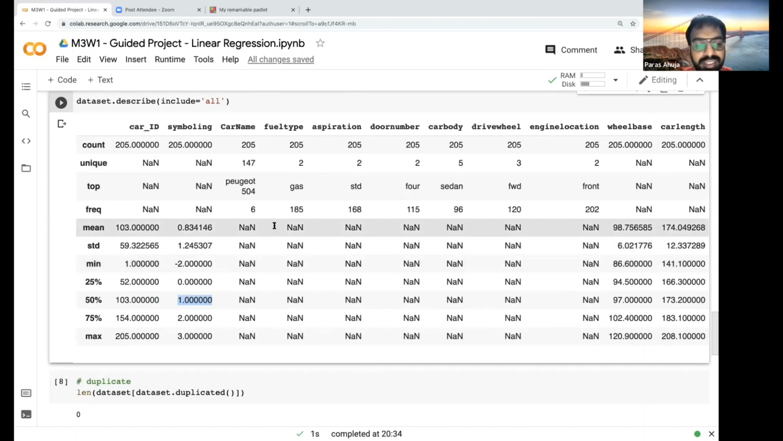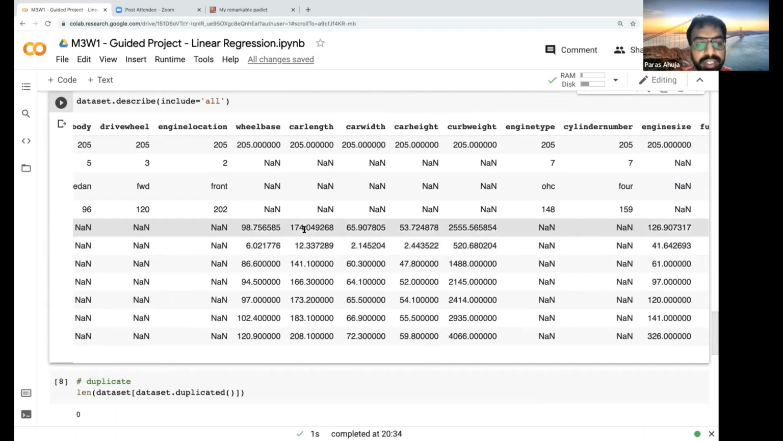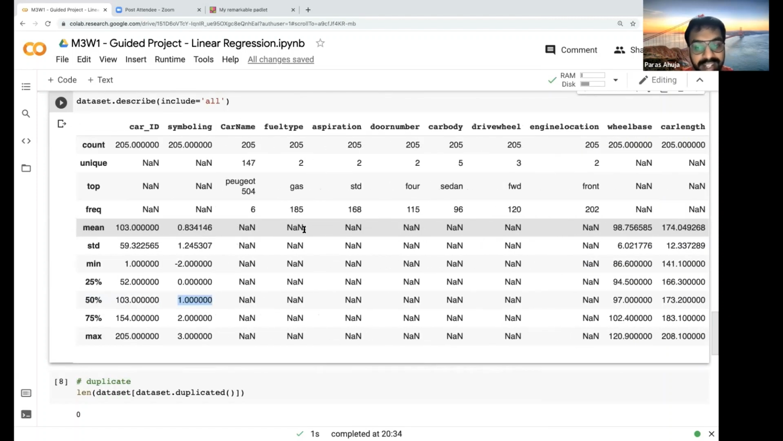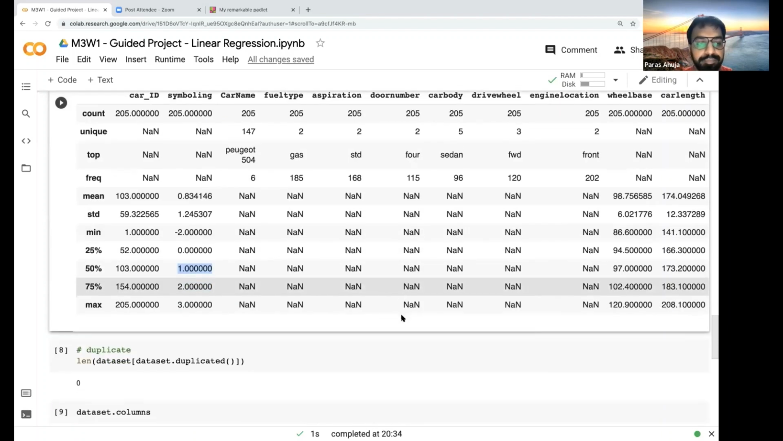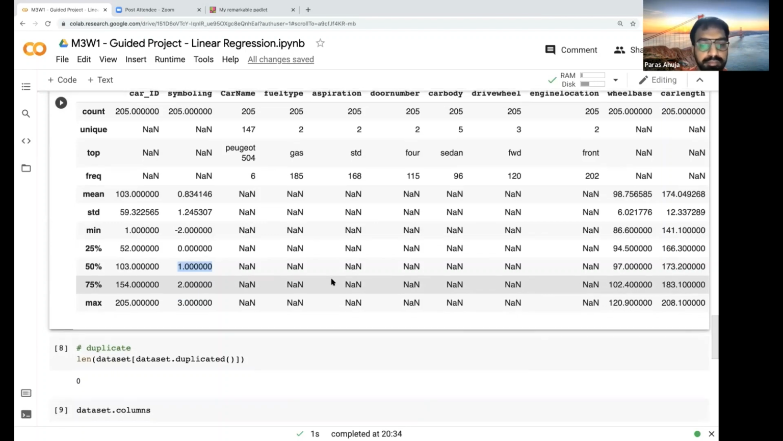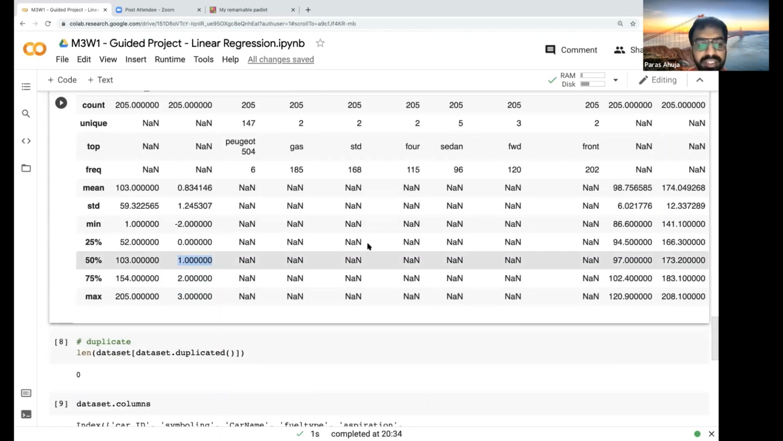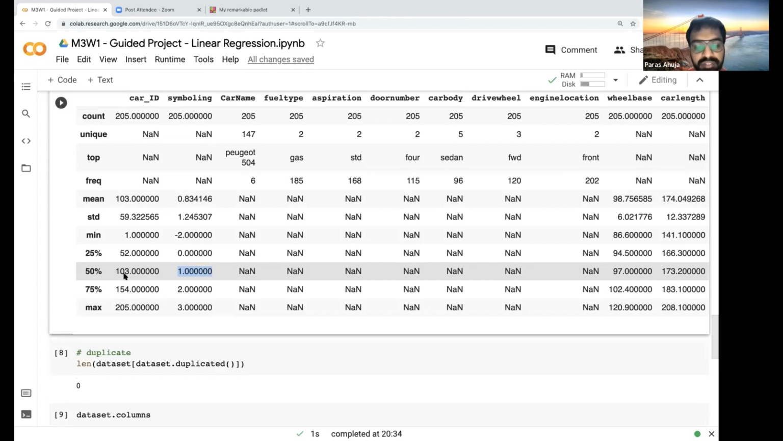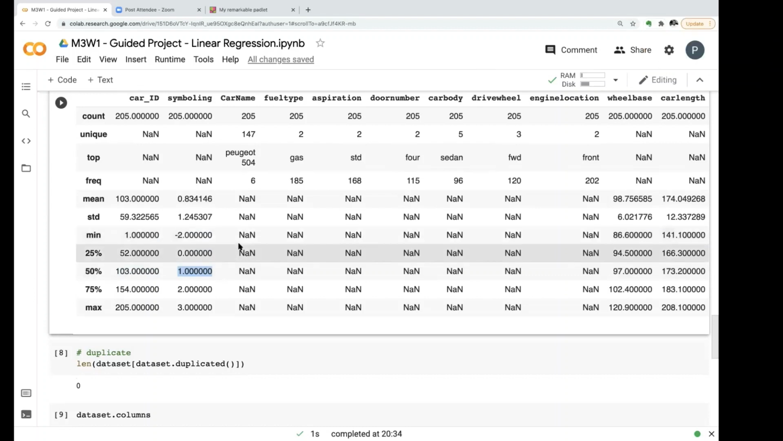Here we can understand min and max, how these particular values vary. Can you tell me any one specific insight that you are getting from this table regarding the data distribution? One specific insight. If you see the mean and 50%, what is 50%? 50% is the median.